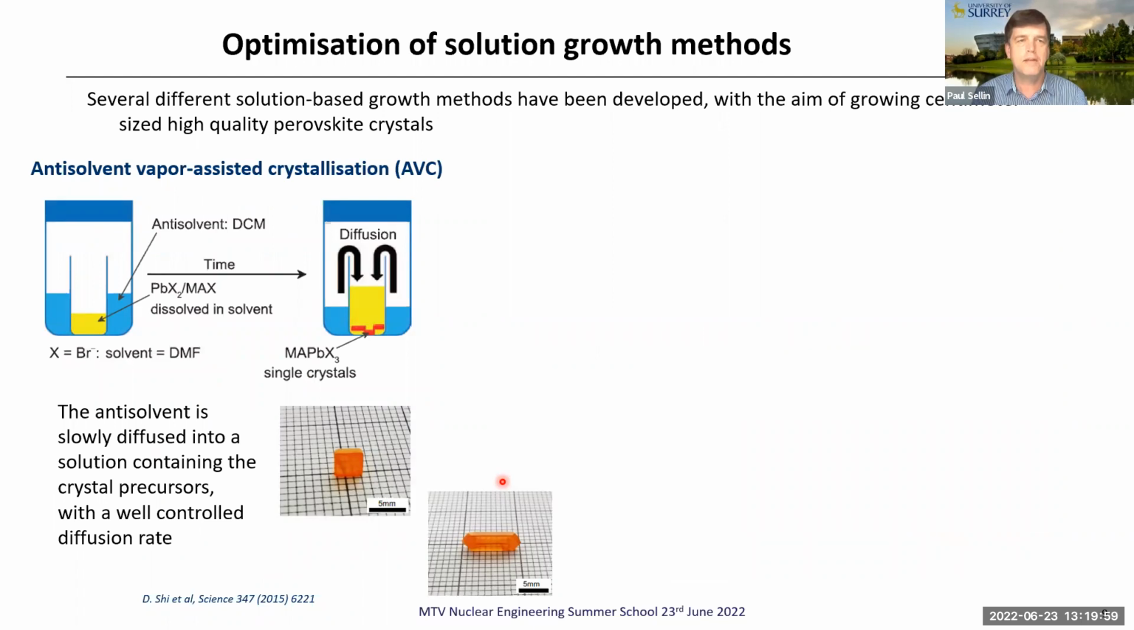Other solution growth methods have been proposed. Here's just a couple I wanted to highlight. Several groups have tried a slightly different technique called anti-solvent vapor-assisted crystallization, where an anti-solvent is diffused into the main growth vessel. Slightly unusual method, but it's produced some very nice, well-controlled crystal growth.